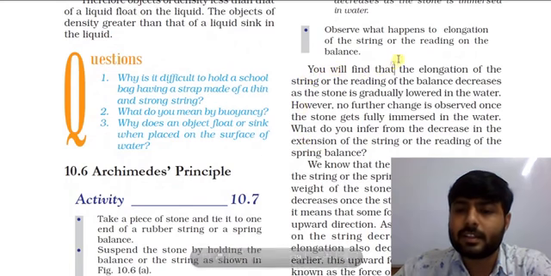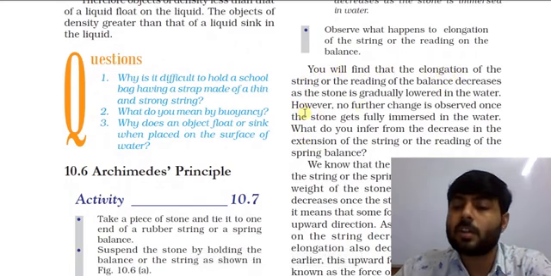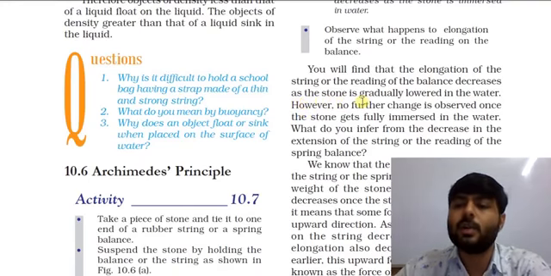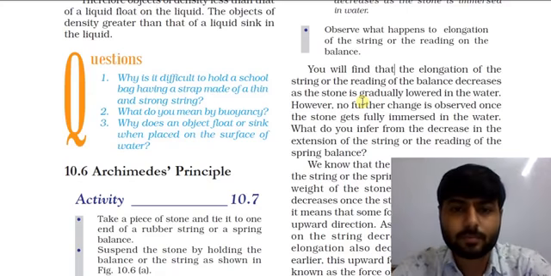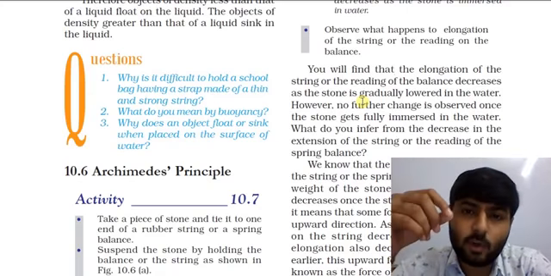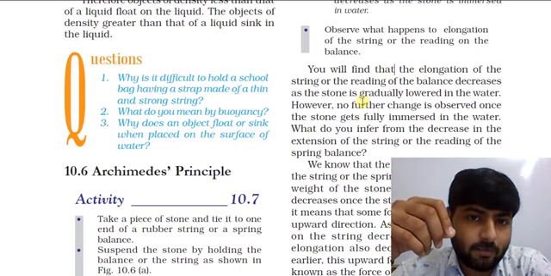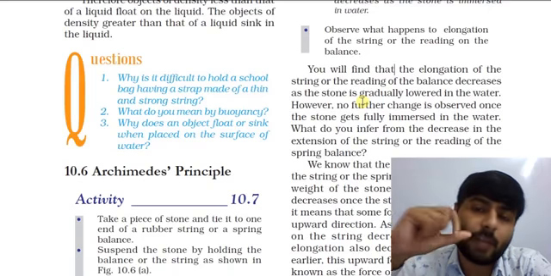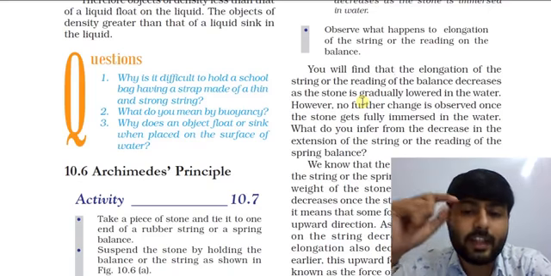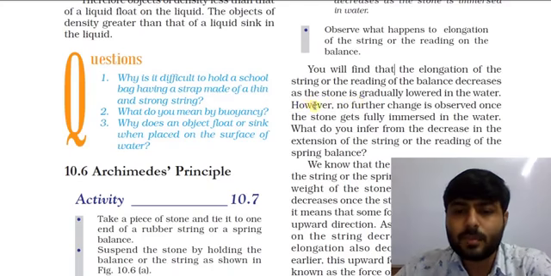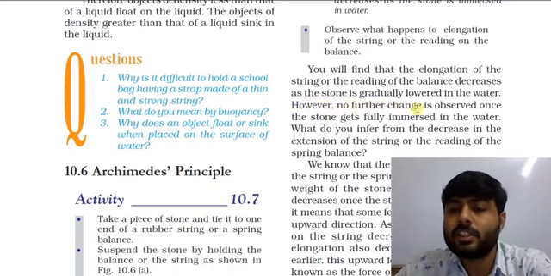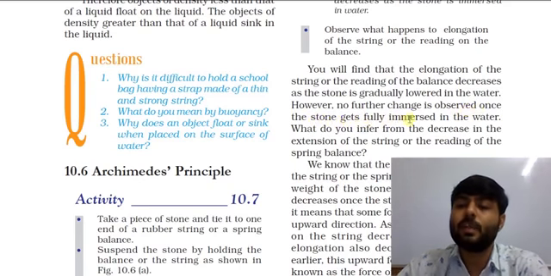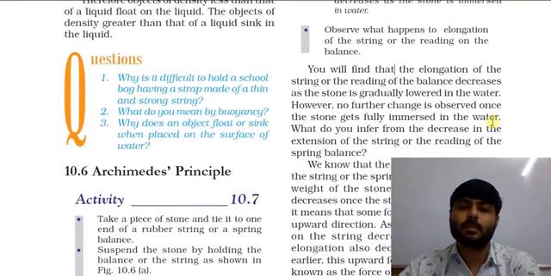You will find the elongation of the string, or the reading of the balance, decreases as the stone is gradually lowered in water. As we lower the stone in water, the elongation of the string decreases simultaneously, however, no further change is observed once the stone gets fully immersed in the water.